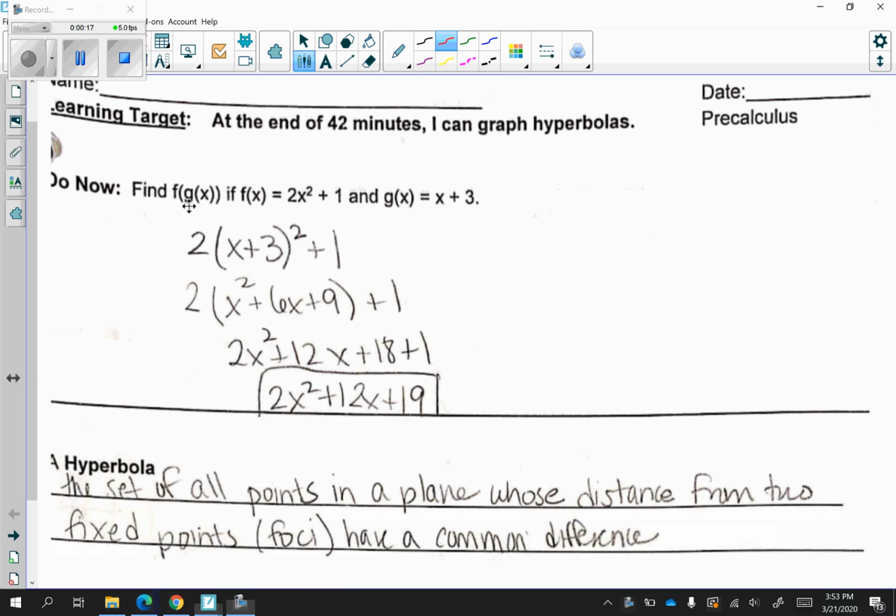Now remember, because g of x is inside f of x, we're going to put x plus 3 inside f of x. So 2 times x plus 3 squared plus 1. I expand x plus 3 squared, and then I simplify by distributing and adding the 1. So my final answer is 2x squared plus 12x plus 19.